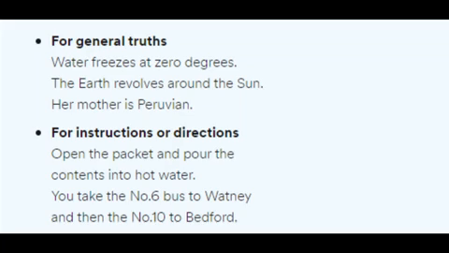For general truth, we also use the simple present tense. Water freezes at 0 degrees. The earth revolves around the sun. Her mother is Peruvian. These are all examples of simple present tense which expresses general truth.